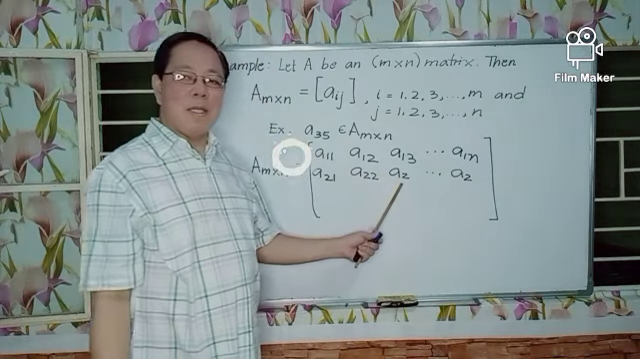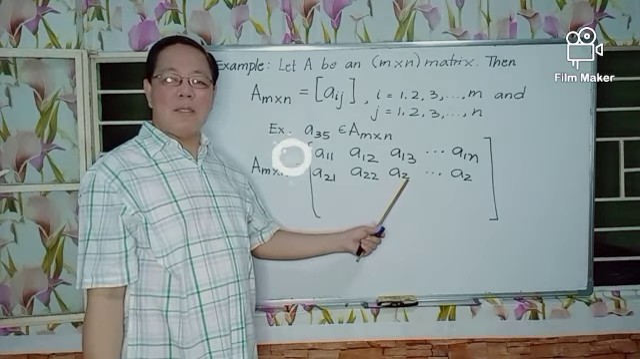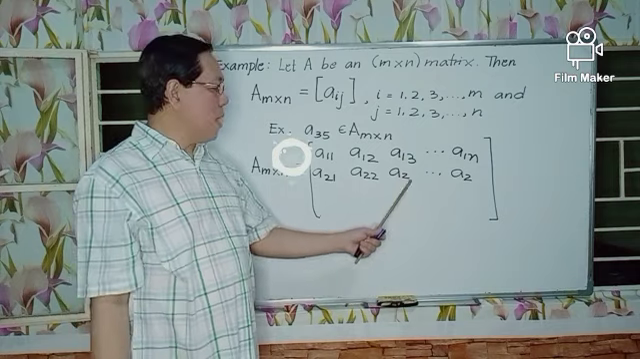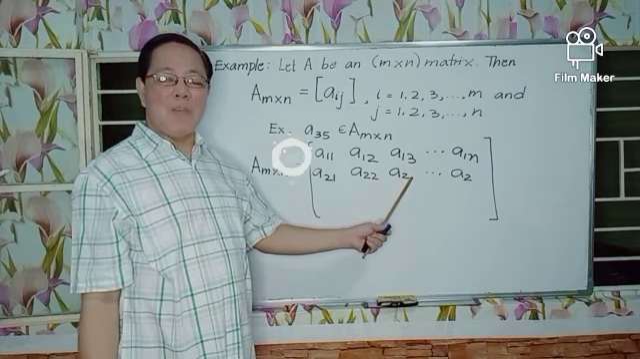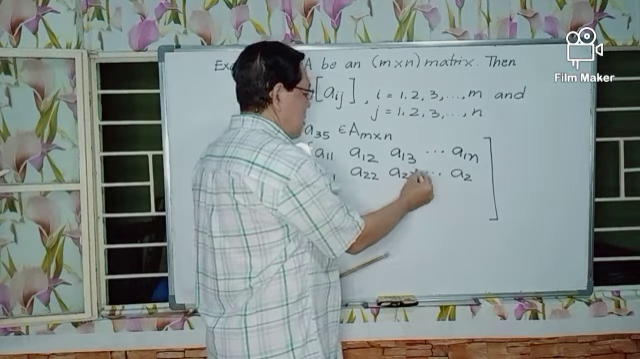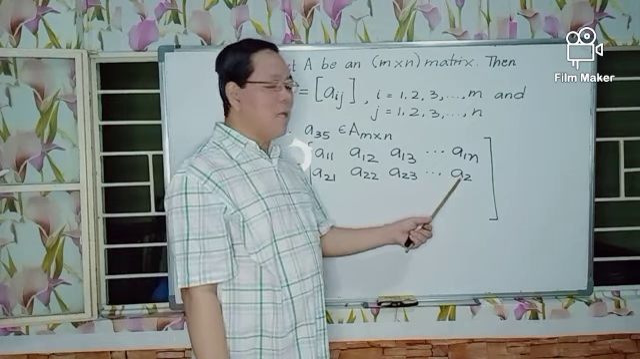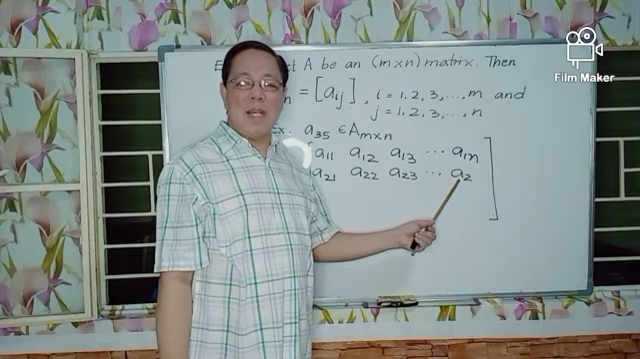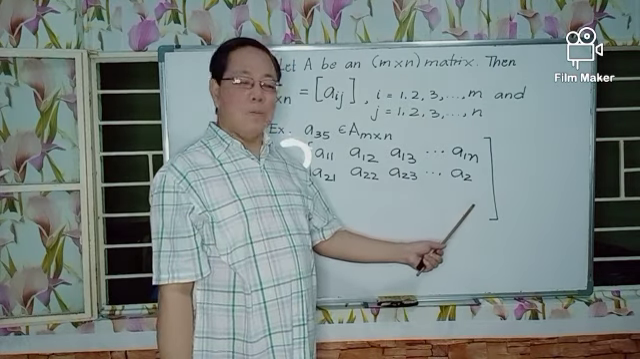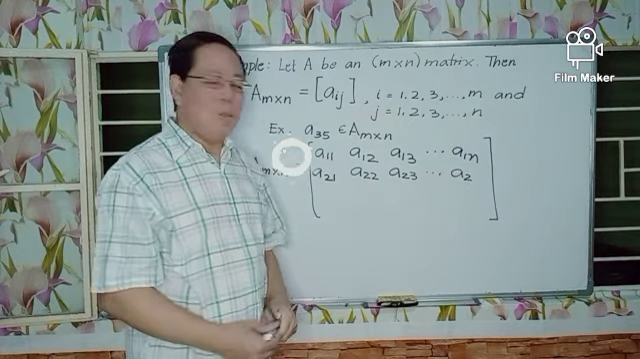And this is the entry in the second row, as indicated by the subscript 2. But it belongs to the third column, hence the second subscript of this entry is 3. Again, after the third entry, we write the ellipses. And after the ellipses, we write the last entry in the second row and last column. And the last column is the nth column.